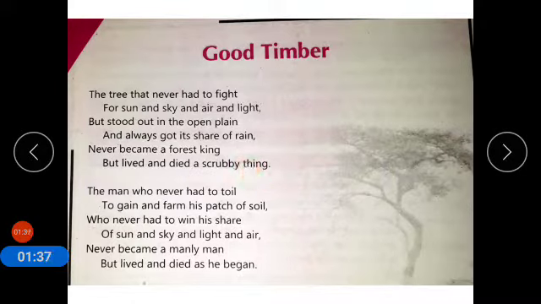Scrubby means inferior. Scrubby thing, inferior. The tree that never had to fight for the sun and the sky and the air and light, but stood out in the open plain. It stood in the open plain and always got its share of rain. It never became a forest king. Forest king means a prominent or important thing, but it lived and died a scrubby thing, an inferior thing. So it never became a main or important thing.